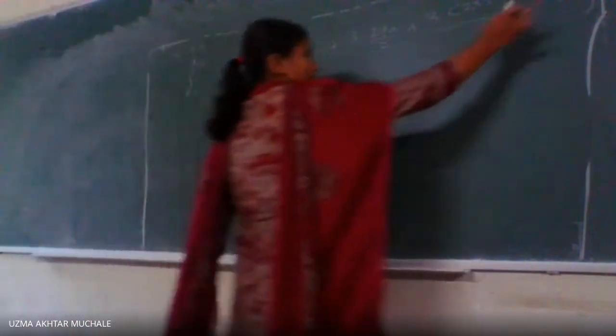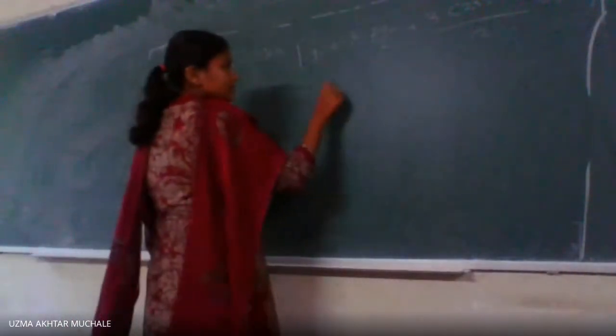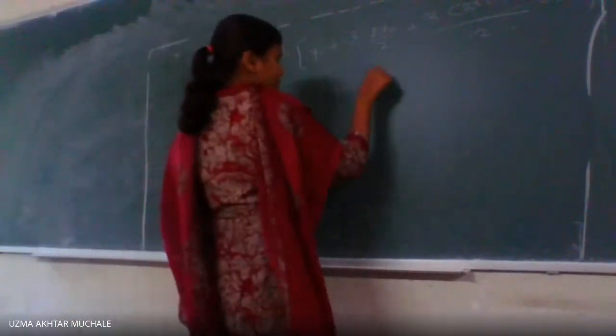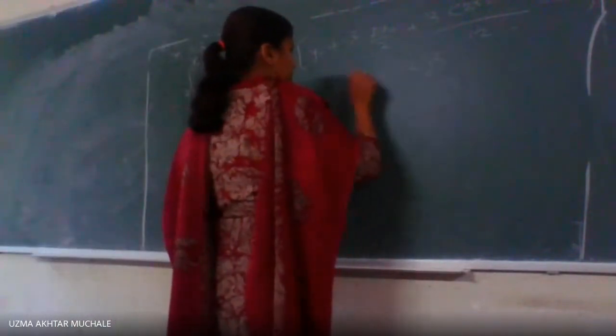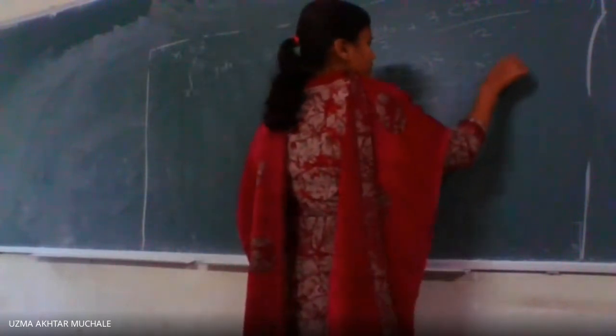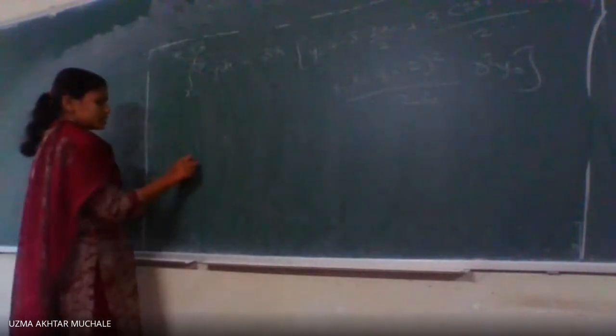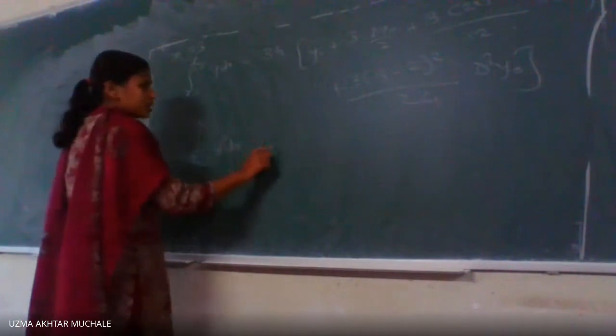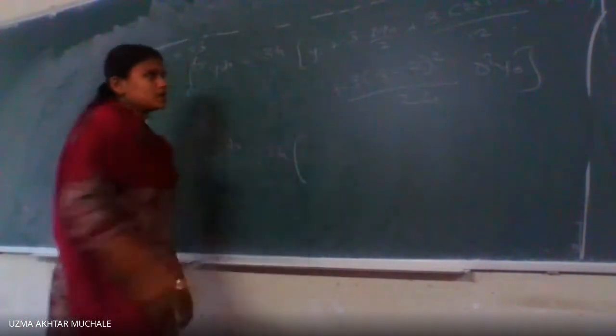2n minus 3 divided by 12, plus the last term. What is the last term here? It is 3 into (3 minus 2) bracket square divided by 24 delta cube y naught. Okay, so this is a formula. Now we can write it as integration x naught to x3 y dx is equal to 3h. What is there inside the formula?